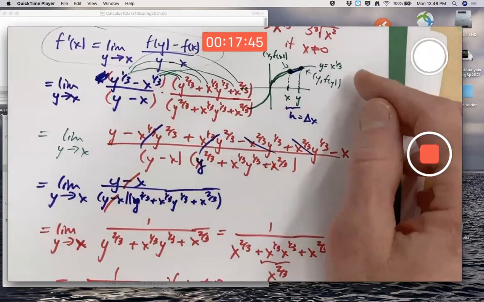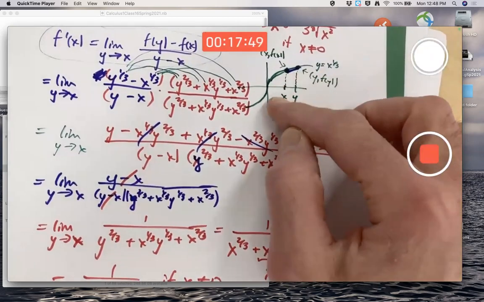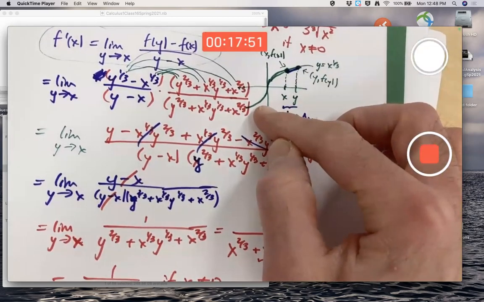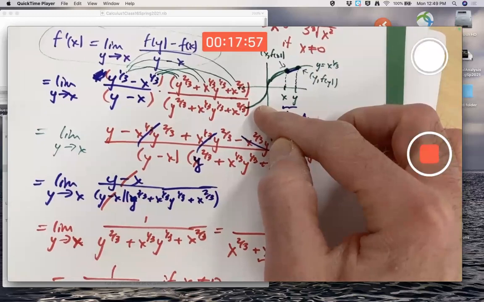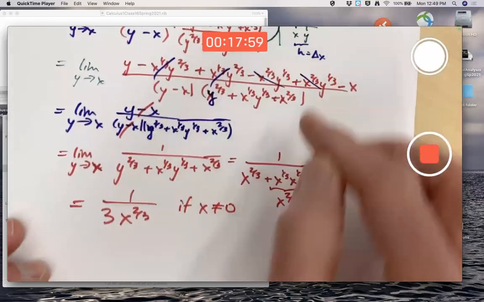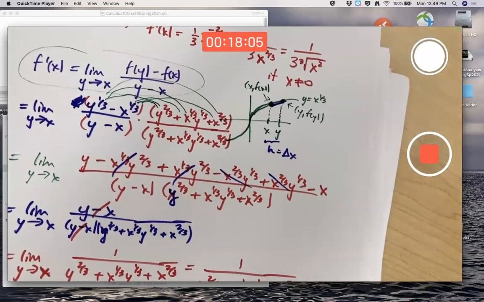This x to the 1/3 graph is a continuous function. Do you see it there? The graph is continuous everywhere. You can graph it without picking up your writing utensil. But evidently, it fails to have a derivative when x is 0. Why? Doesn't it look like it has a tangent line there?